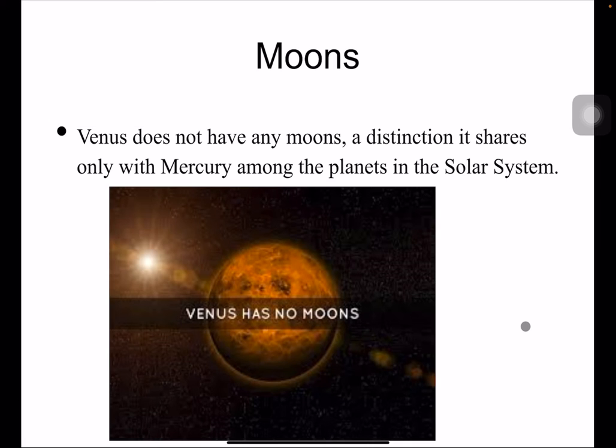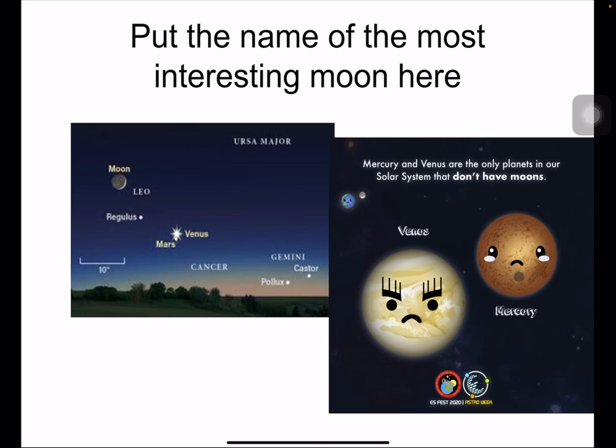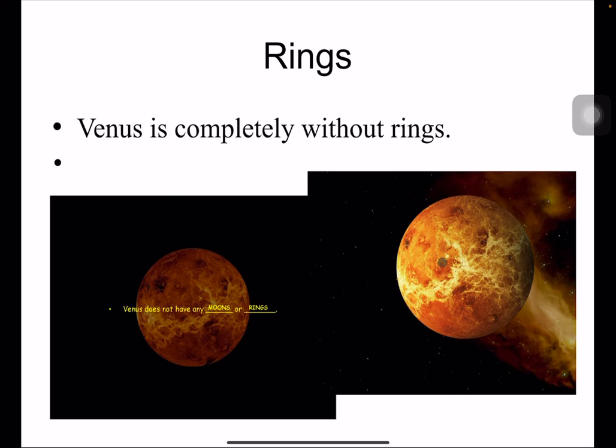Well, however, Venus does not have any moons. A distinction shared only with Mercury among the planets in the solar system. Well, those pictures also illustrate that Venus has no moons. Also, Venus is completely without rings, so those pictures also illustrate that.